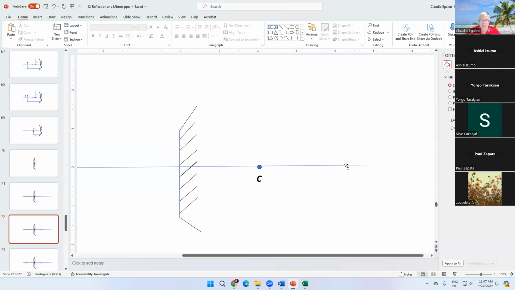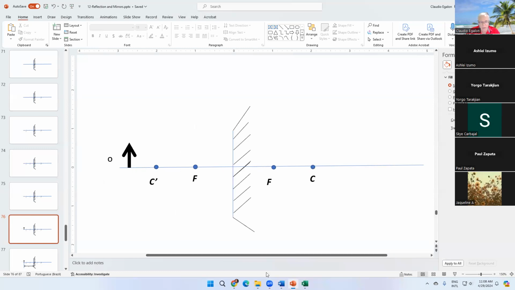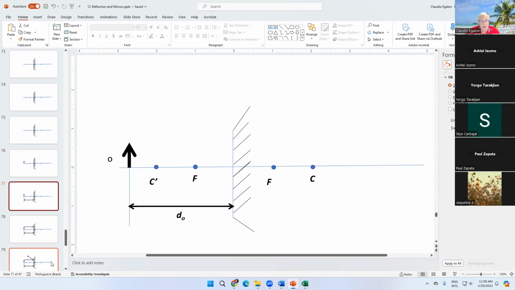And now we can start looking at convex mirrors. That's the symbol for convex mirror. In the case of the convex mirror, the center of curvature is to the right. And then we have the reflection of the center of curvature on the other side. We have this focal point, F prime, and the other focal point on the right side. And we go ahead, we do exactly the same thing. We get the object at distance d naught from the surface.